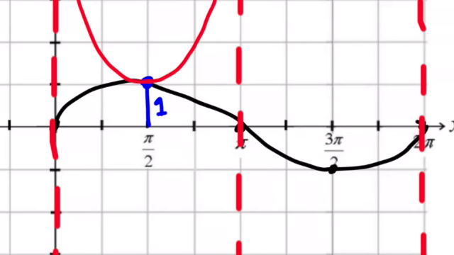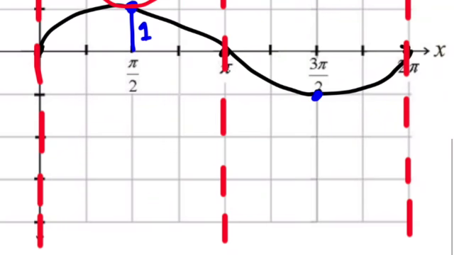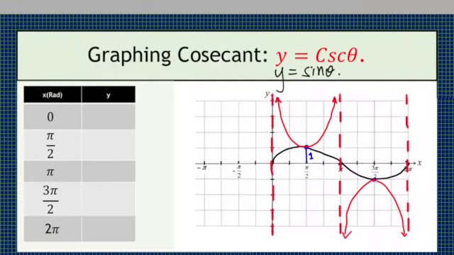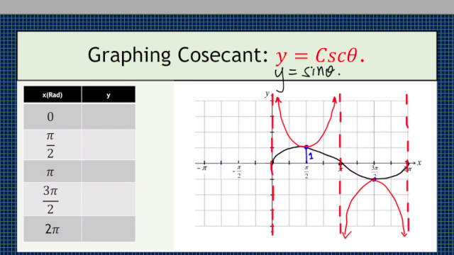So we have another peak here. We see there's our other peak. And then we can go ahead and graph our parabolas. We know this is going to go down since it's negative. And that's it. There's cosecant, right? So not too bad once you know the trick.